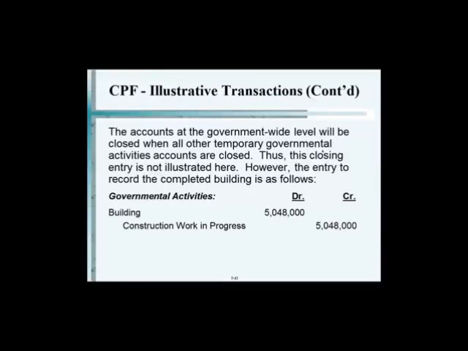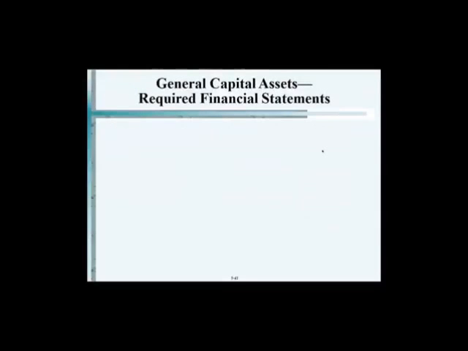So let me just go through this quickly. What's capital projects fund used for? Construction of what kind of projects? Do they use budgeting? Do they use encumbrance accounting? Okay. And where do they get their money from?